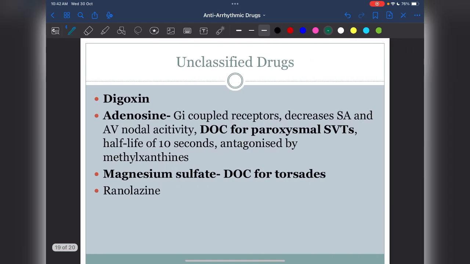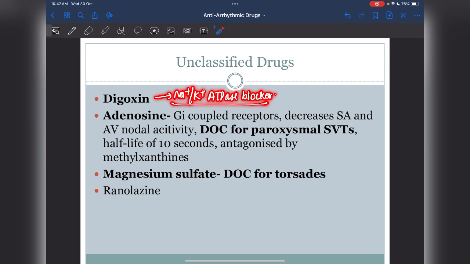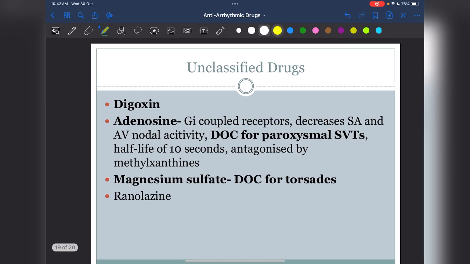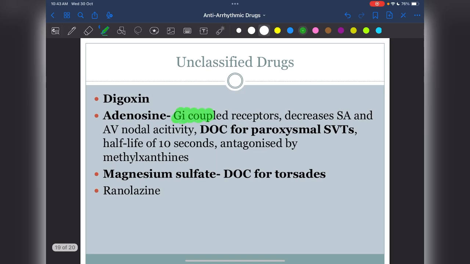Okay. Next, coming to unclassified drugs. Unclassified drugs, you have digoxin, which is actually a sodium potassium ATPase blocker. Okay. Adenosine, one of the most important drugs that you need to know about from these chapters. It's unclassified. It has adenosine receptors. These receptors are Gi coupled. What you need to know is they are Gi coupled. Because they are Gi coupled, they will decrease the SA nodal and AV nodal activity, and that is why these are the drug of choice for paroxysmal supraventricular tachycardias.